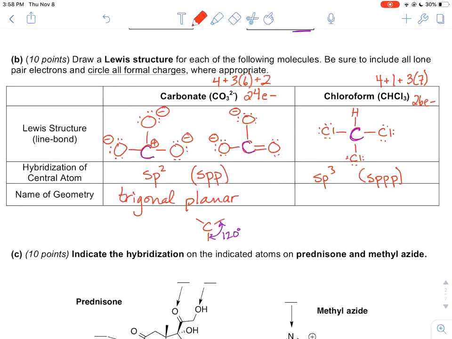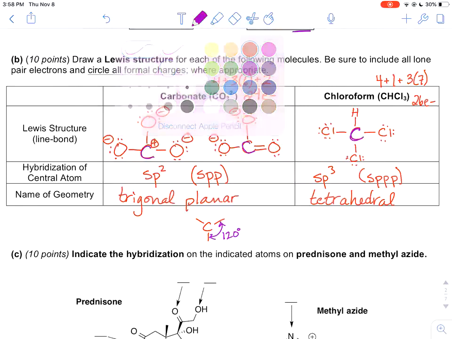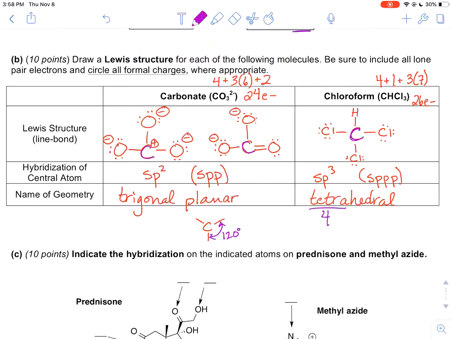The best way to spread out those 4 electron groups is in a tetrahedron. The geometry is called tetrahedral, and a good way to remember that is that this prefix tetra means 4, so that's the trend.